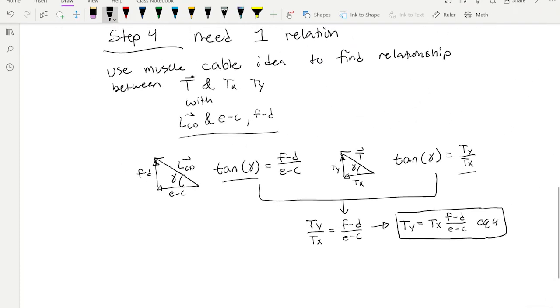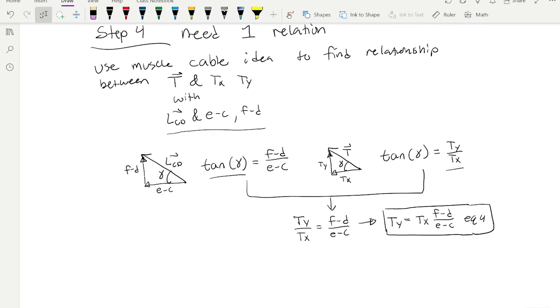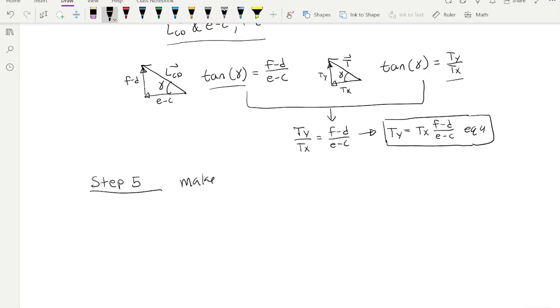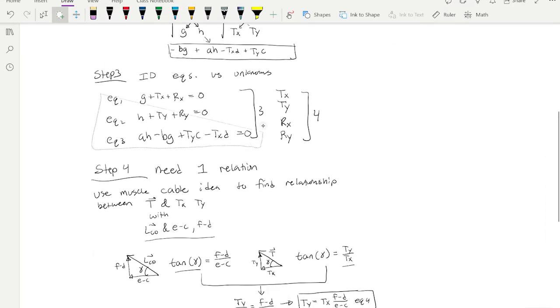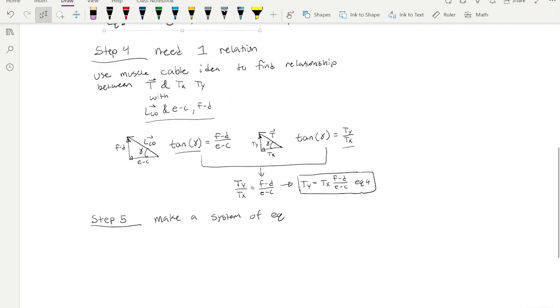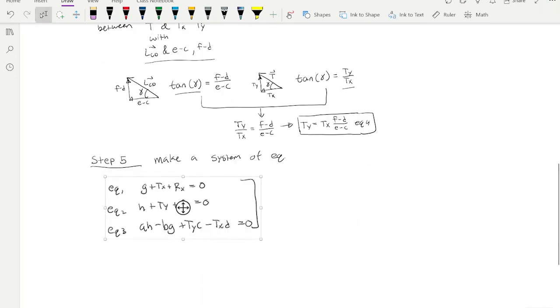So make as many relationships on unknowns as you need, and sometimes we have to get creative to make these relationships. Step 5 is going to be make a system of equations. We have these three here, and this one.